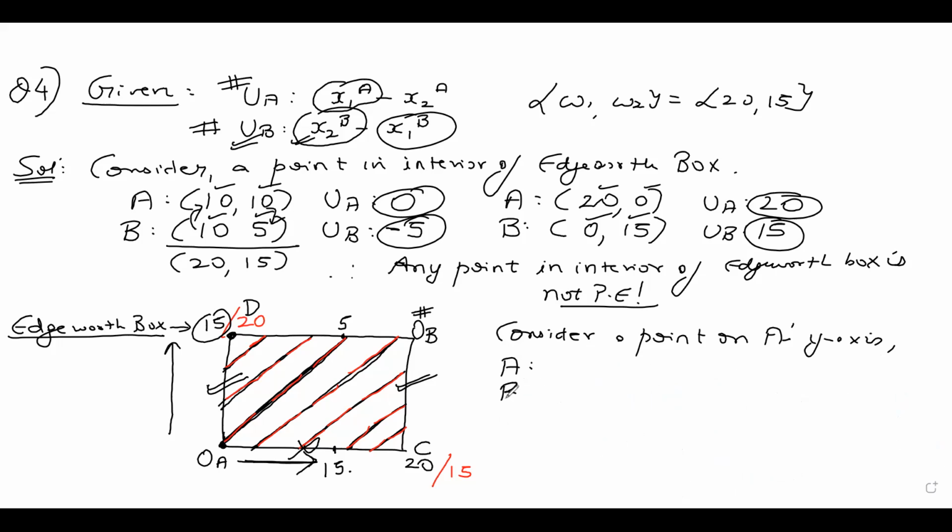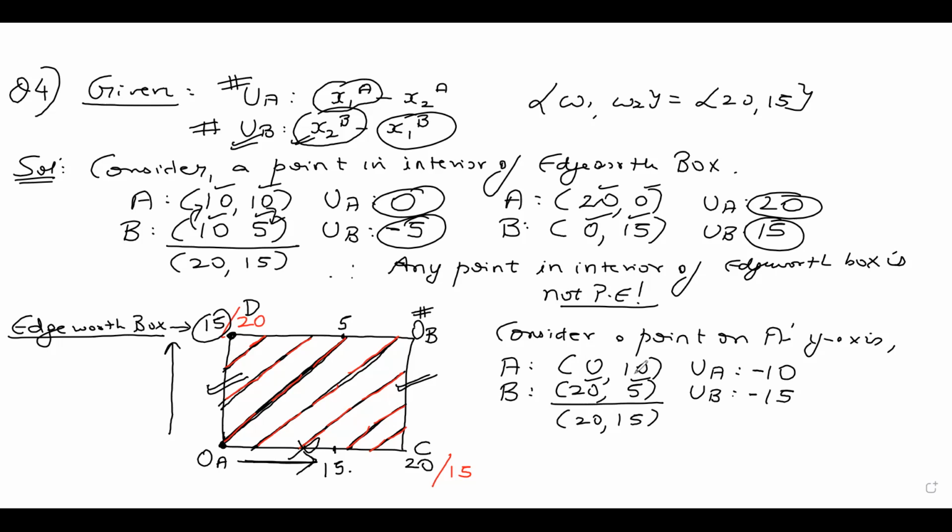So how much does A have on the y-axis? 0, 10. Then how much is left, guys? The total has to be 20, 15. So we are left with 20 here and 5 here. The utility which A gets is 0 minus 10, which is minus 10. The utility which B gets is 5 minus 10, which is minus 15.